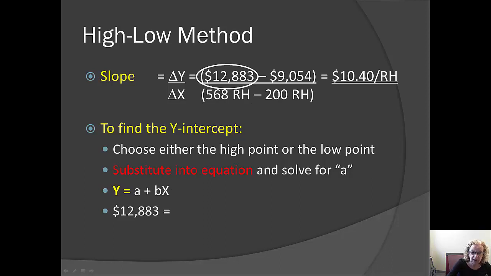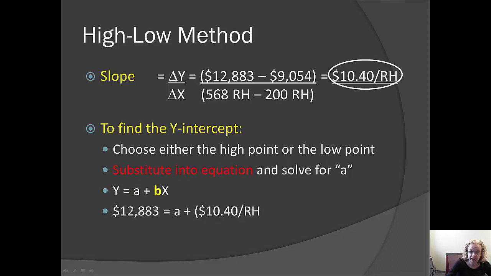I chose the high point. So that means that Y, our total cost, is $12,883. A is the number that we're looking for. That represents the portion of the total cost that is fixed. The variable portion is going to be our slope of the line, $10.40 per repair hour, times the number of repair hours, which at the high point is 568.